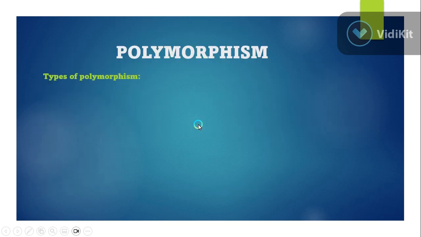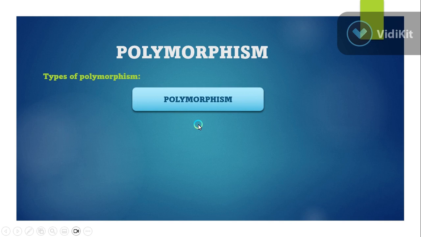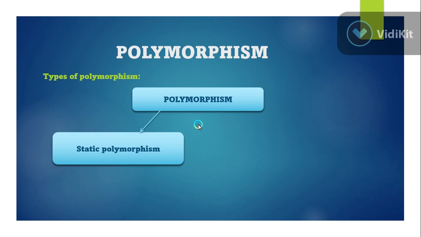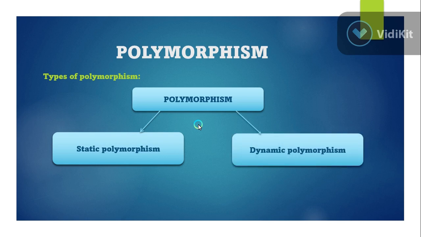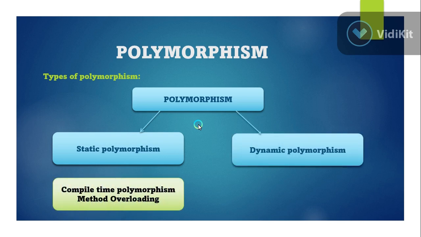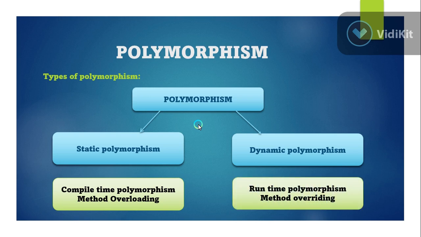Okay, let us see the types of polymorphism. There are two types of polymorphism in Java: static polymorphism and dynamic polymorphism. Static polymorphism is compile time polymorphism. The example is method overloading. Dynamic polymorphism is runtime polymorphism. The example is method overriding. In this video, we are going to discuss only method overloading, that is compile time polymorphism.